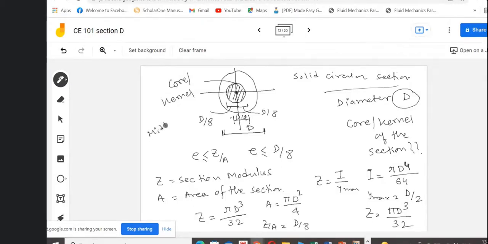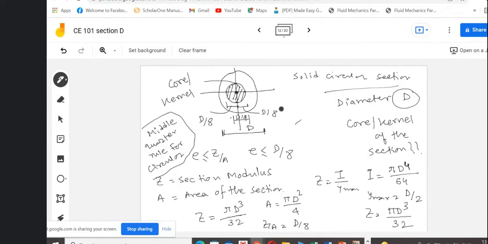middle quarter rule for circular section. So middle quarter rule means this is 1/4 of the entire diameter, and that is occurring at the middle part. So this is the middle quarter rule for this circular section, which is a solid circular section.